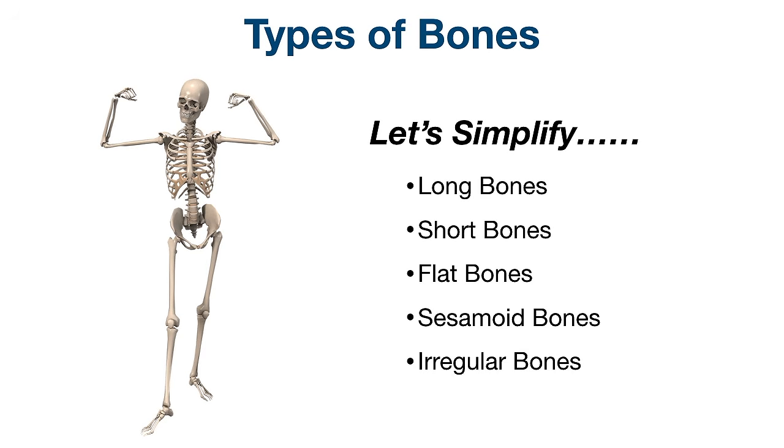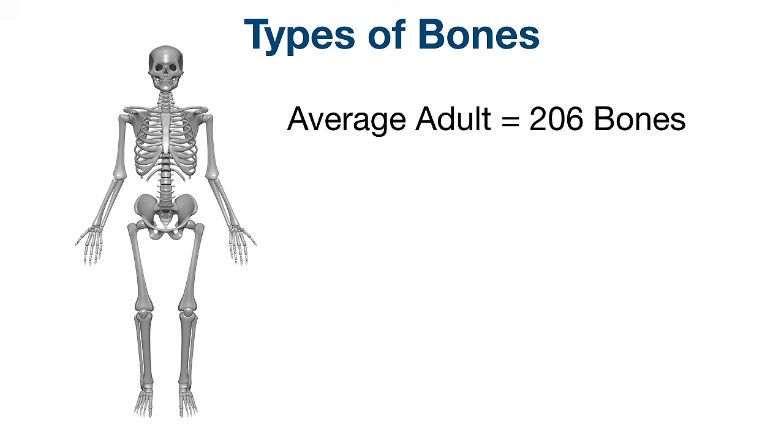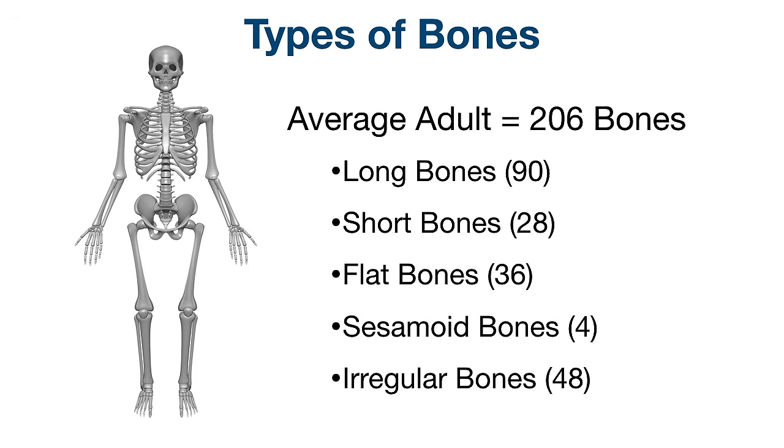Let's get right into it. The average adult has 206 bones. These bones can be categorized into different groups based on their shape. They include long bones, short bones, flat bones, sesamoid bones, and irregular bones.